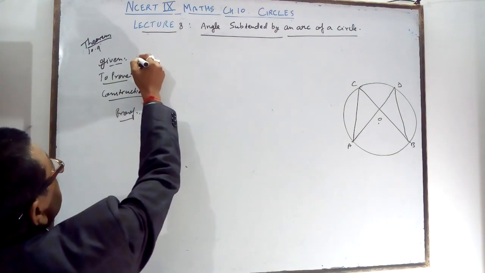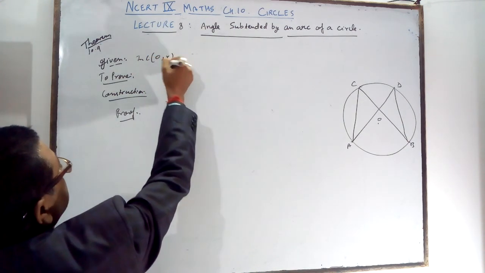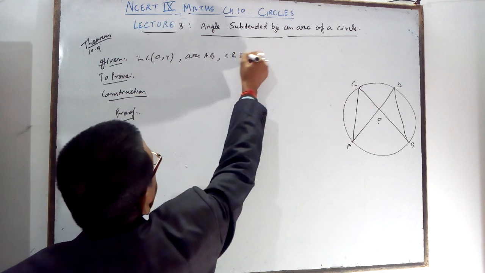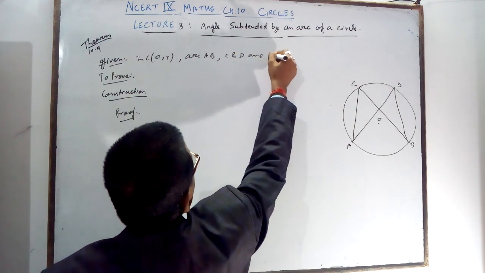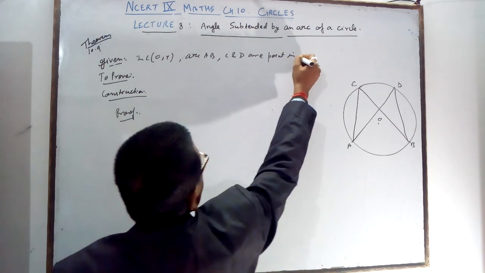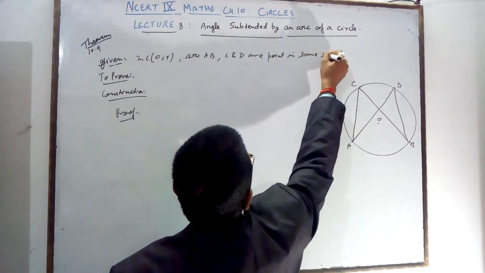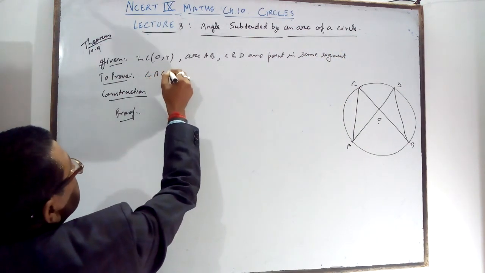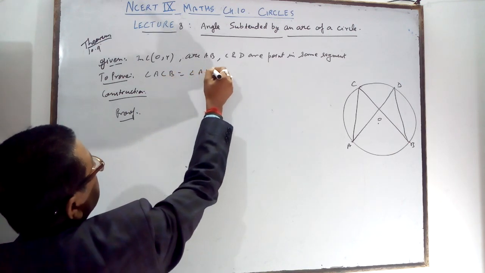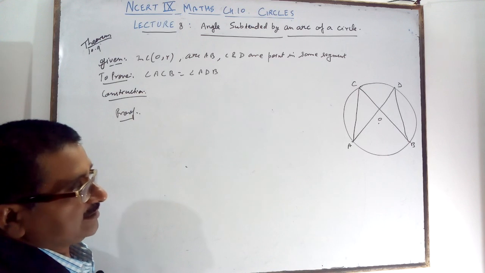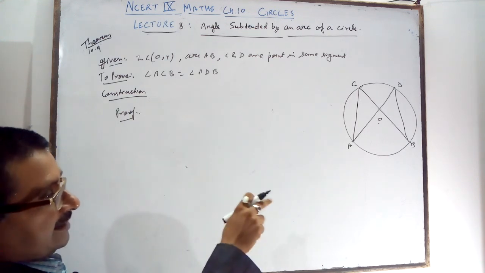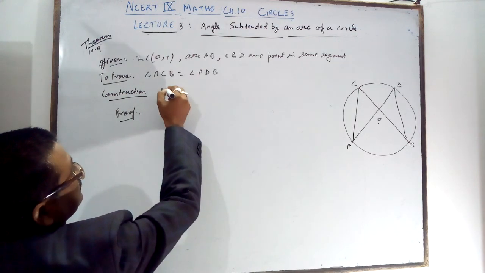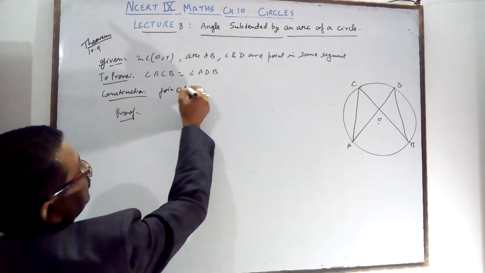C and D are points on arc AB, in the same segment. To prove angle ACB is equal to angle ADB, where C and D are in the same segment. Construction: join OA and OB.